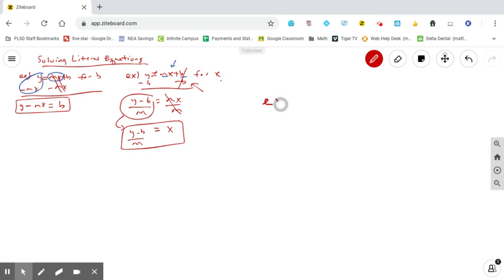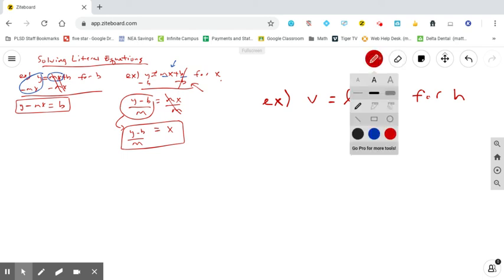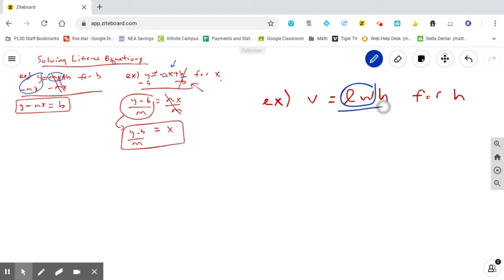Let's do another example. Let's use volume, which is equal to length times width times height. But I want to solve this thing for h. Well, in this case, I'm trying to get rid of this w and this l. Well, this is all being multiplied together. So the way I get rid of something that's being multiplied is by dividing. So let me divide this whole side by what I'm trying to get rid of, l and w. But if I do it on one side, I must do it on the other.